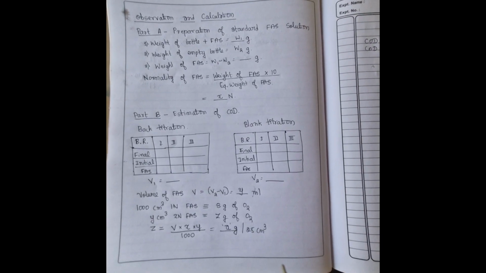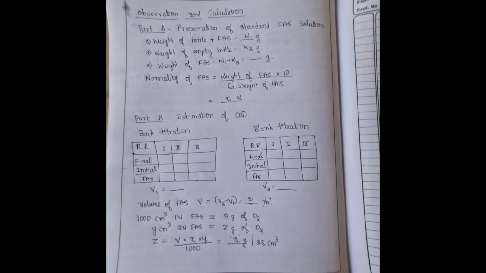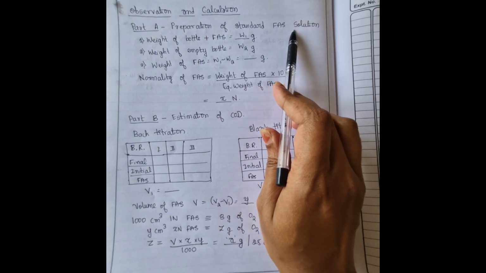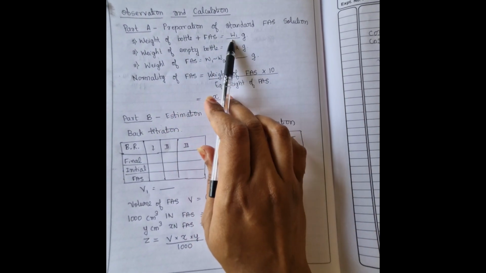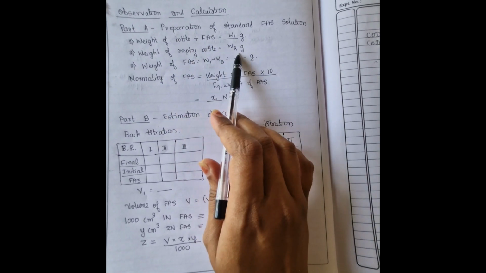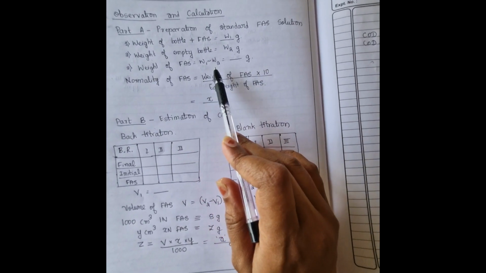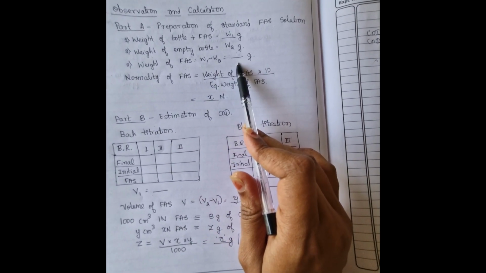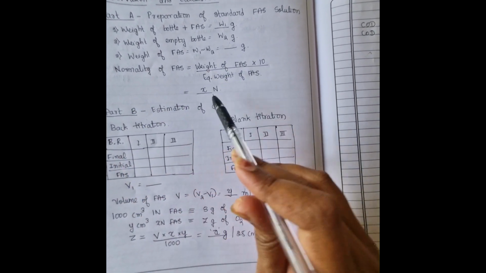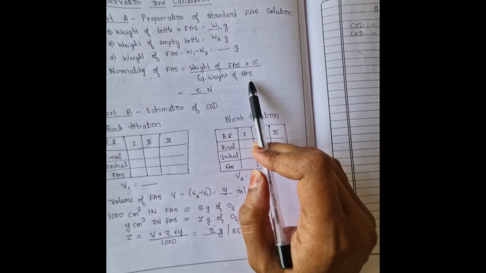Okay, now I will explain the last part of COD. In the observation and calculation part, the first part is part A, the preparation of standard FAS solution, where W1 is the weight of the bottle plus FAS salt. Second is W2, the weight of the empty bottle. W1 minus W2 gives us the exact weight of FAS weighed. Then to calculate the normality of FAS, we use this formula: weight of FAS into 10 divided by the equivalent weight of the FAS.